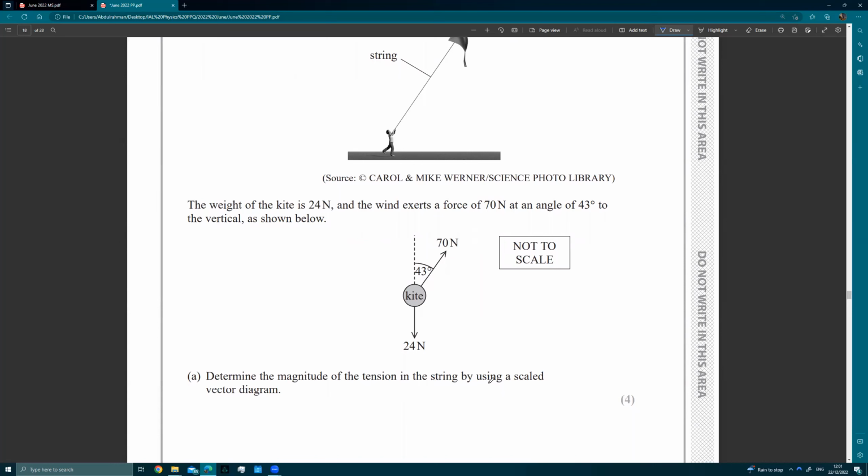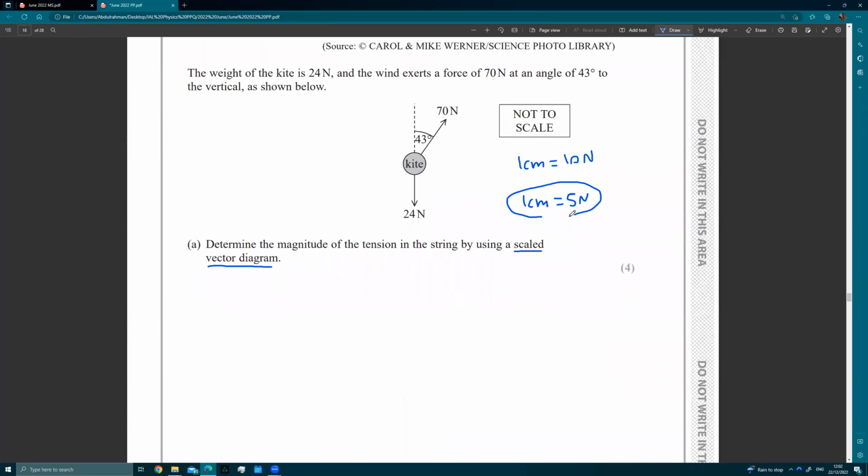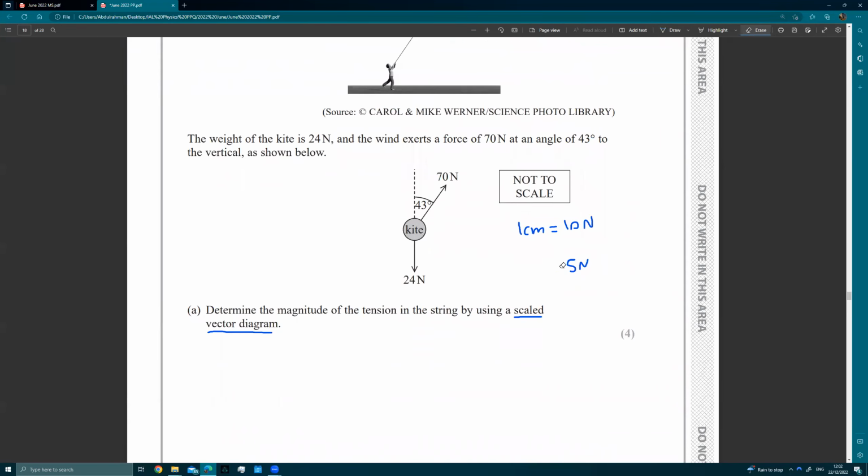Okay, so any question involving a scaled vector diagram, you have to start it by thinking of a scale. And I'm going to say either 1 centimeter is equal to 10 newtons, or if you want the best results possible, you could probably do something like 1 centimeter is equal to 5 newtons. This might just about fit, or it might be too big. I'm not sure. You would have to do some draft measurements and see. So let's assume this is our scale, which is fine. You'll get the full marks.